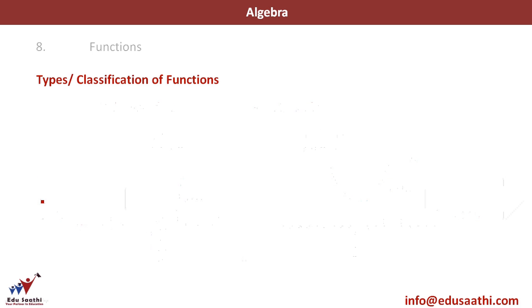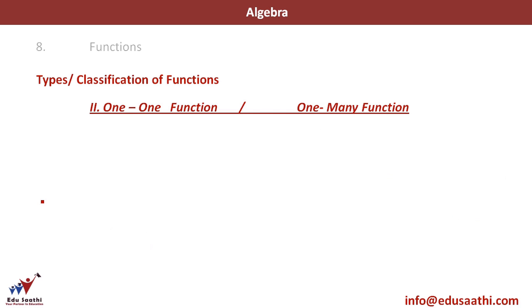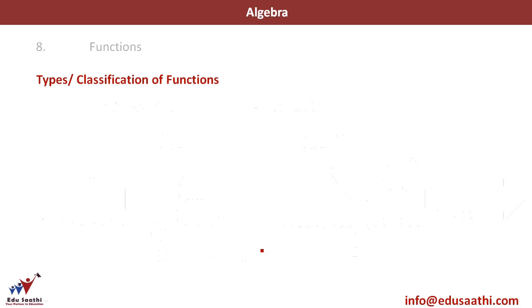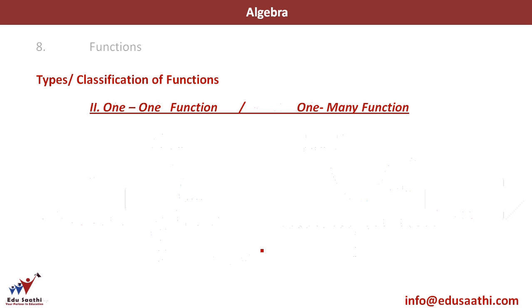Now, the thing which is important is that a function can be neither even nor odd. It is not necessary for a function to be either even or odd. 90% of the functions would be neither even nor odd. Let's look at the second classification. The second classification is on the basis of domain and range, and functions are classified as 1-1 function, 1-many function and many-to-one function. We'll just discuss that.